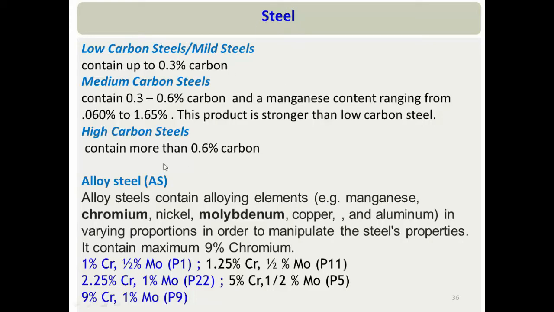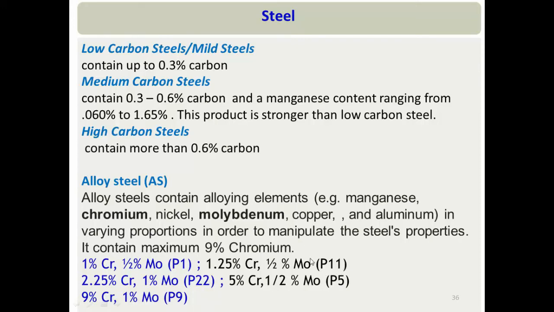Now, if apart from iron and carbon a steel contains other alloying elements, then that type of steel is called alloy steel. It could be chromium, or other alloying elements could be molybdenum or aluminum, but mostly chromium and molybdenum. Depending on the percentage of alloying elements, alloy steel can also be of different types. If it contains 1% chromium and 0.5% molybdenum, it is called P1 type alloy steel. If it contains 9% chromium and 1% moly, then it is P9. Similarly, it could be P11 or P22.